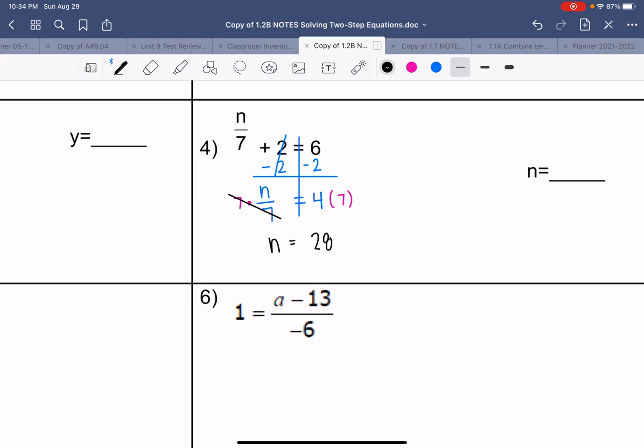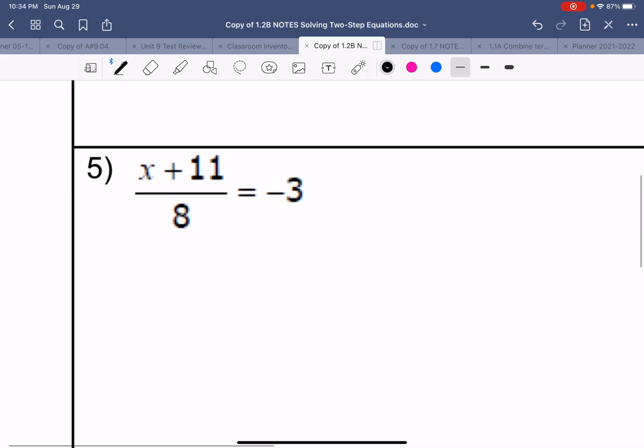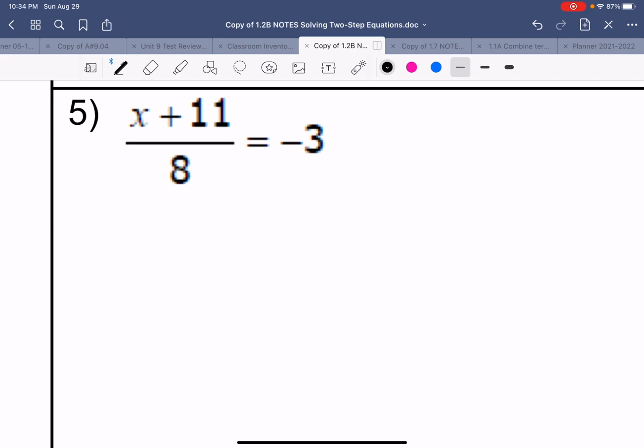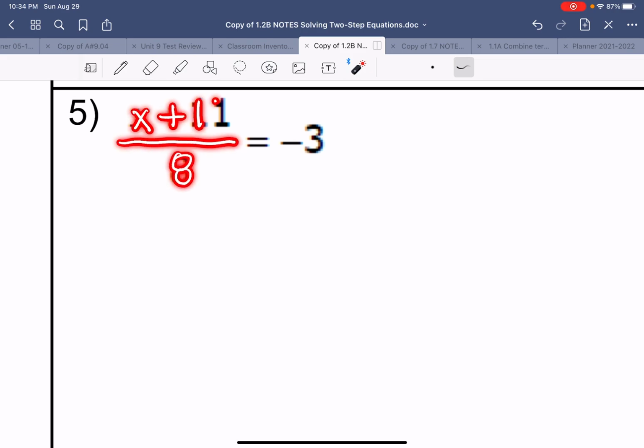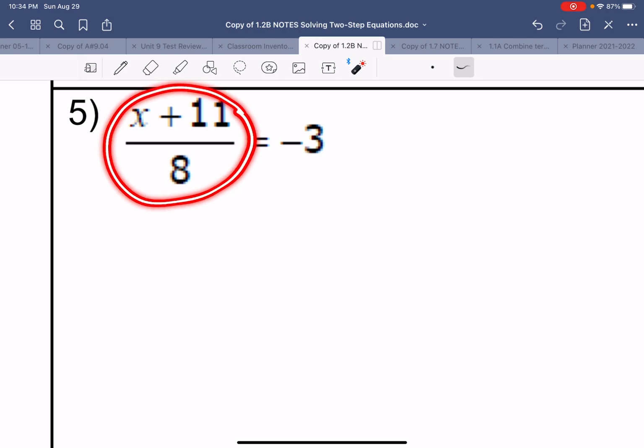All right, here's one that's a little different. I'm going to do this one, and it's the same step every time this happens. So when you complete number 6, you're going to do the same process. This one's just a little bit different because we have this ginormous fraction. We have x plus 11, and it's all divided by 8 equals -3. So when we have this big fraction, we have to get rid of the bottom first before we can do anything with this x plus 11.